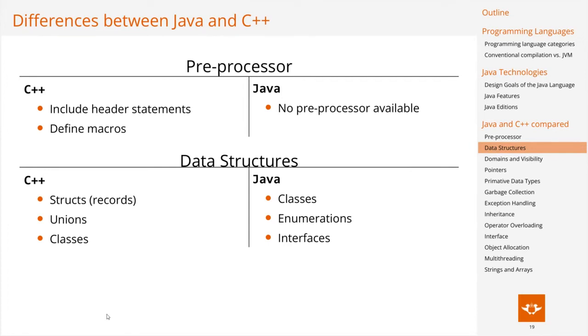C++ has something called unions. Unions are basically a way to tag a section of memory as two different types, two or more types. And then with Java, you have something called enumerations, which is also available in C++.